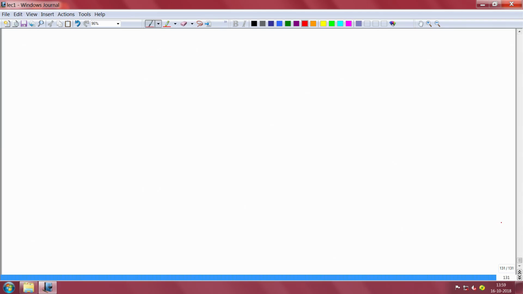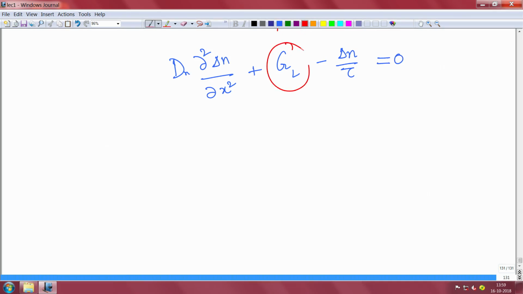If you recall, in the last class I had written down the continuity equation. It was D times the second derivative of the excess carrier with respect to position, plus the optical generation rate, minus the excess recombination that will take place, is equal to 0. Now let's pause for a minute and try to understand again. This is your optical generation, or any excess carrier generation that is happening, mostly by optical excitation. So if you are shining light, then you will generate some excess carriers. That is what this rate means.